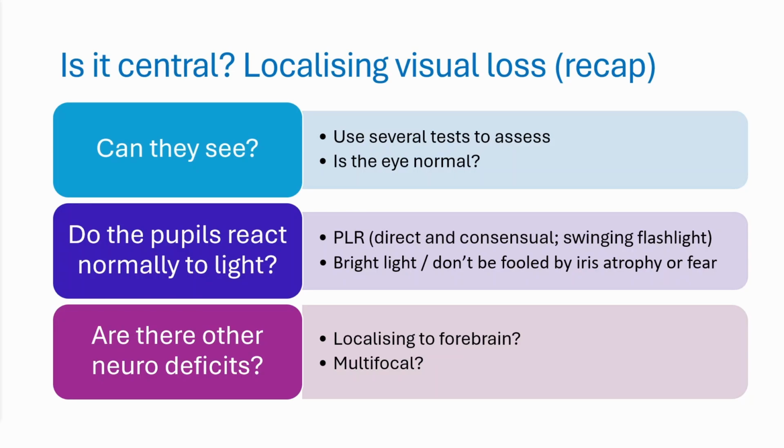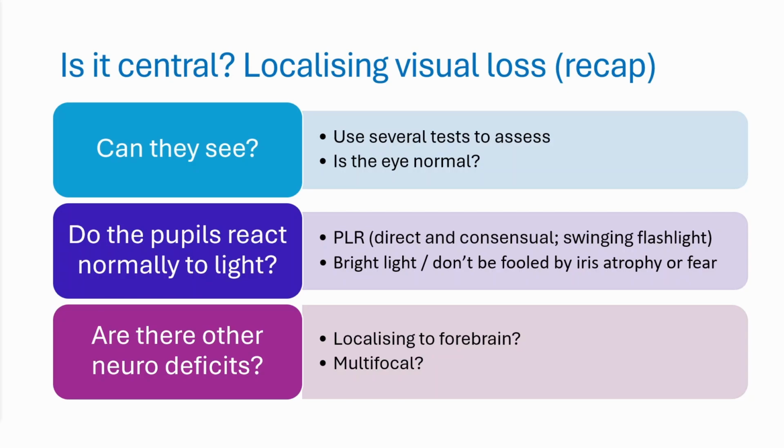The caveat with that is that you must use a bright light and be cautious that you're not being fooled by iris atrophy, where there is a deficiency of the iris muscle, or fear, where the dog has influence of the sympathetic nervous system and a more dilated pupil.